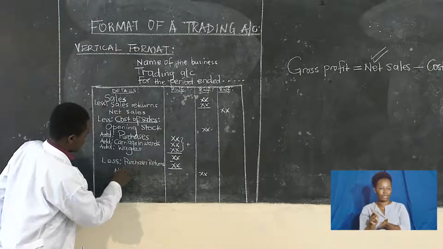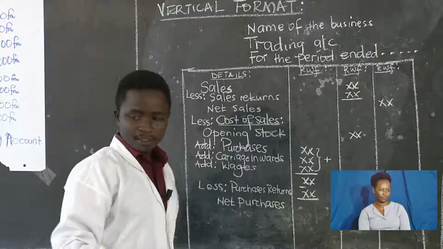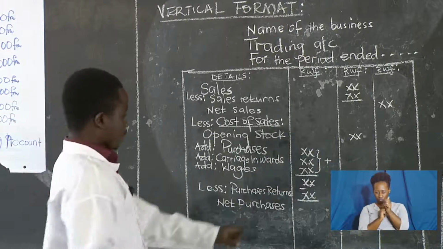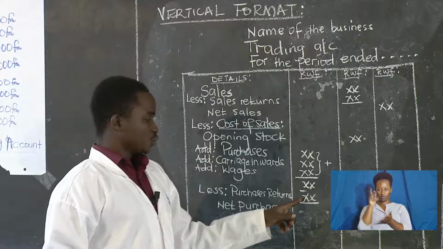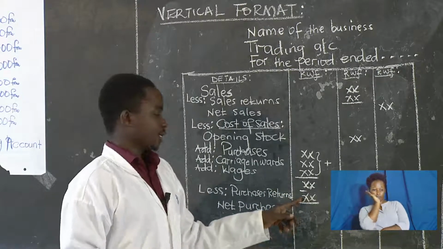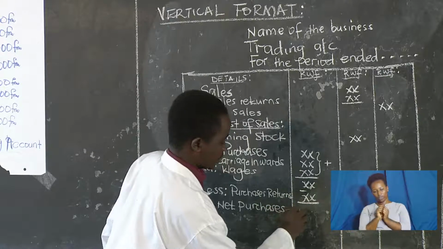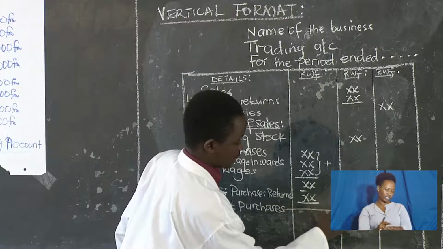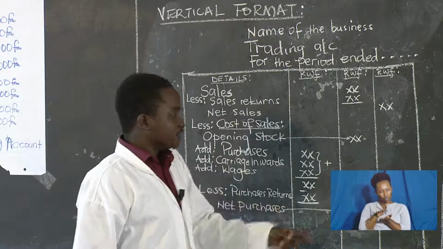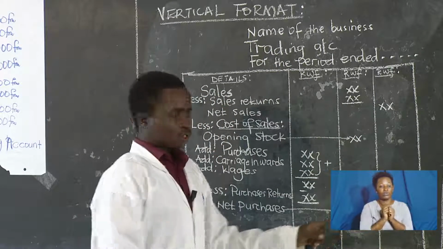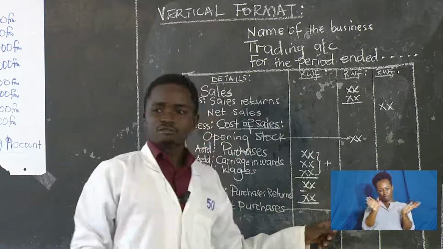So that figure is called net purchases. I want you to follow me very well. So here we have the total value of purchases minus goods that the business has returned back to the suppliers. So when you less them, you remain with net purchases. So this figure is our net purchases. Then we have opening stock coinciding or being in line with net purchases. So what is the relationship between opening stock and net purchases? What should we do for these two?